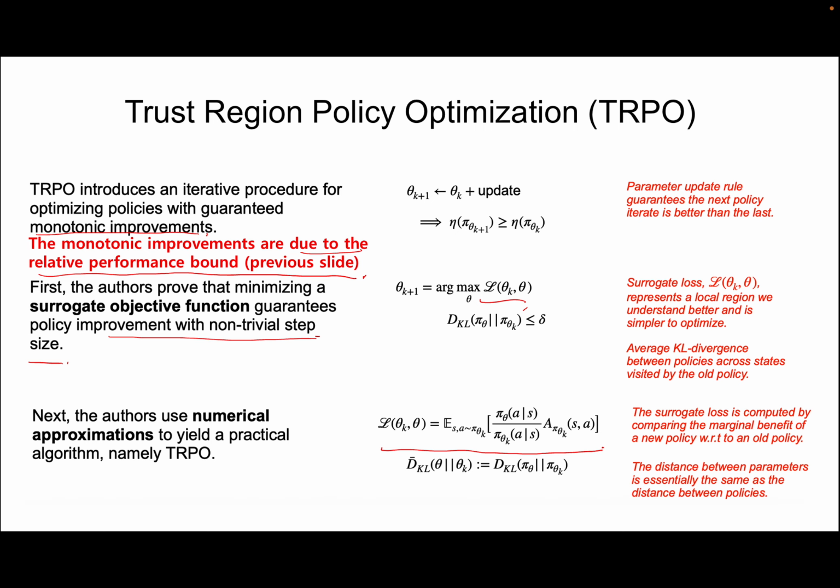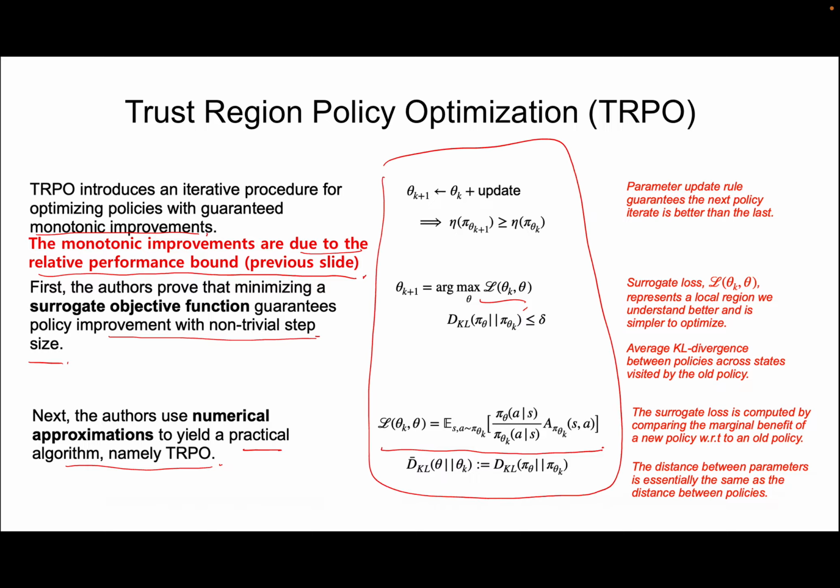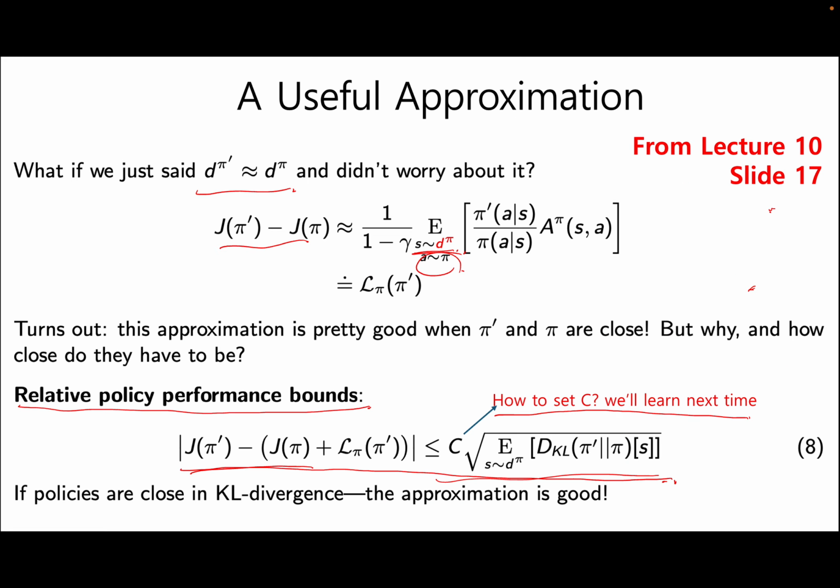The authors make numerical approximations to derive a practical algorithm, namely TRPO. All these equations are actually included in the previous slide. We introduced this one with importance sampling and making approximations, and monotonic improvement is due to the relative performance bound, which is in the previous slides, that the lower bound between two different values from two different policy functions is already given. The lower bound is given.